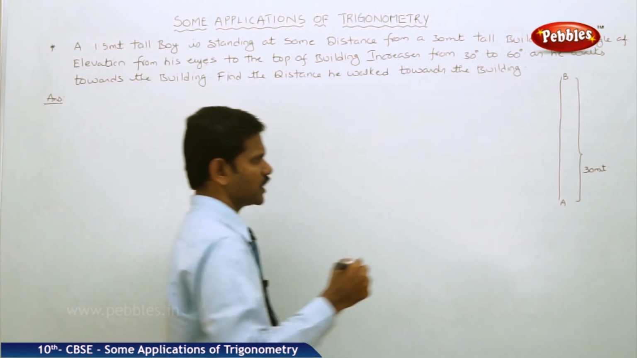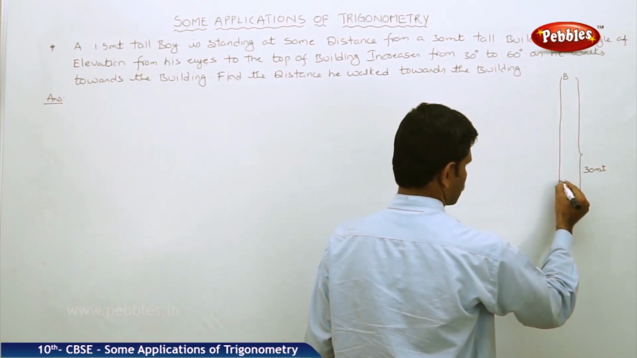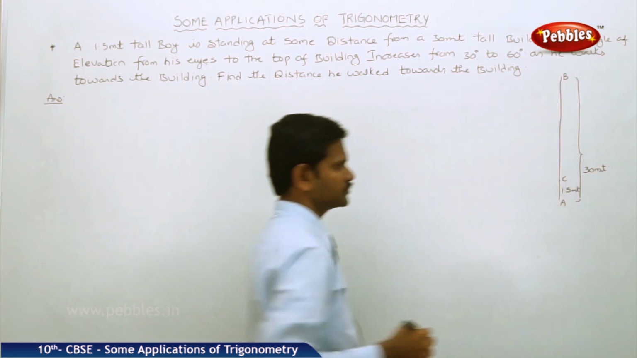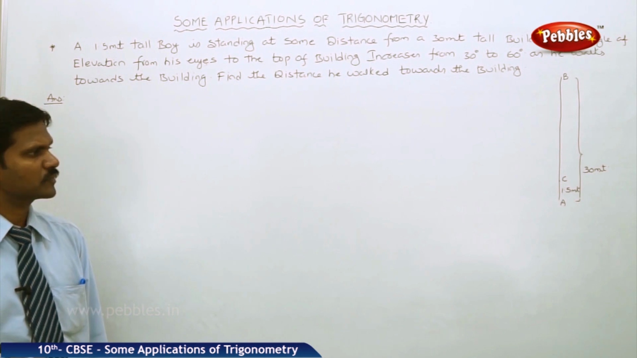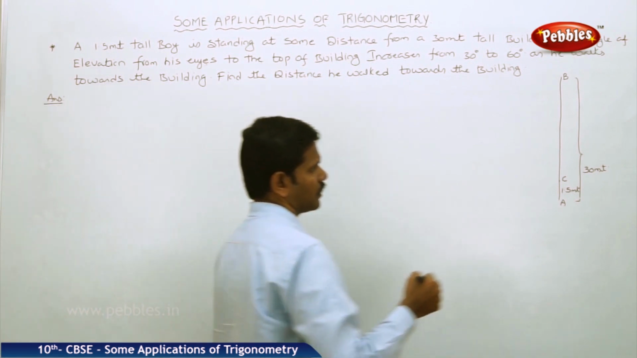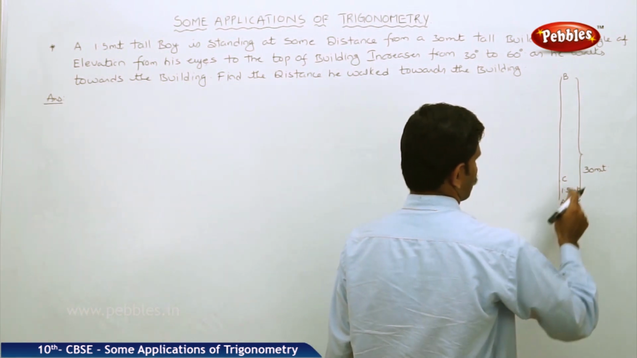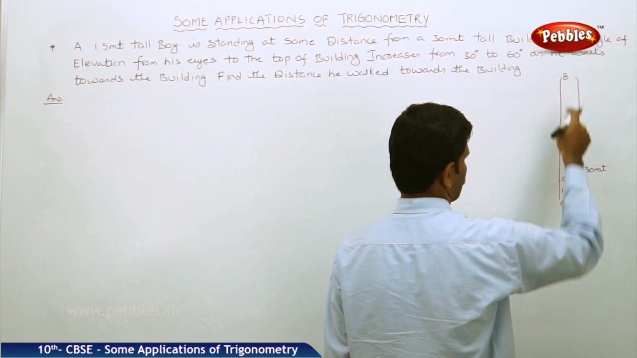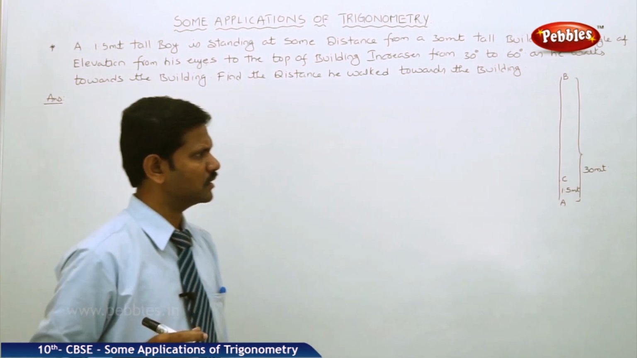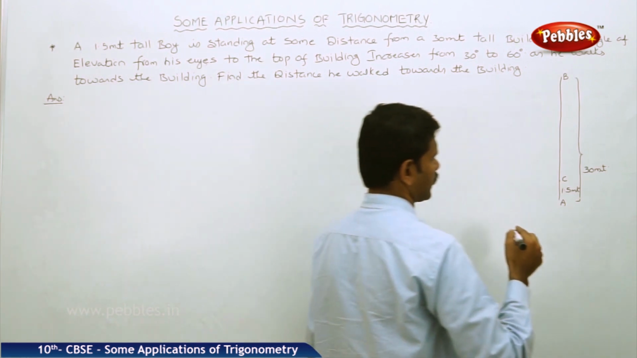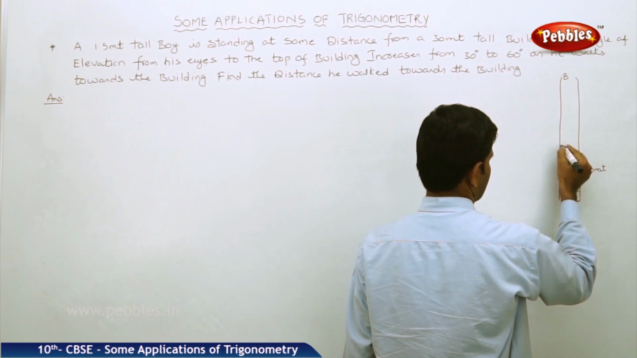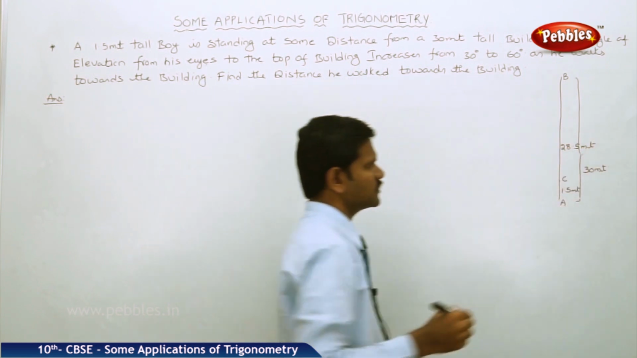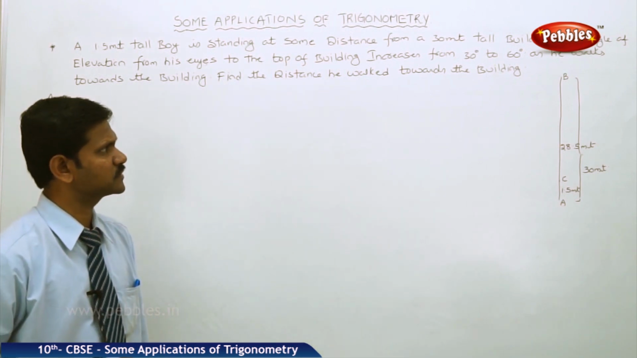In this one, the boy's height is 1.5 meters. Now from AB, 30 minus 1.5, we want to find the value of BC. That is 28.5. Now the BC value is 28.5 meters.